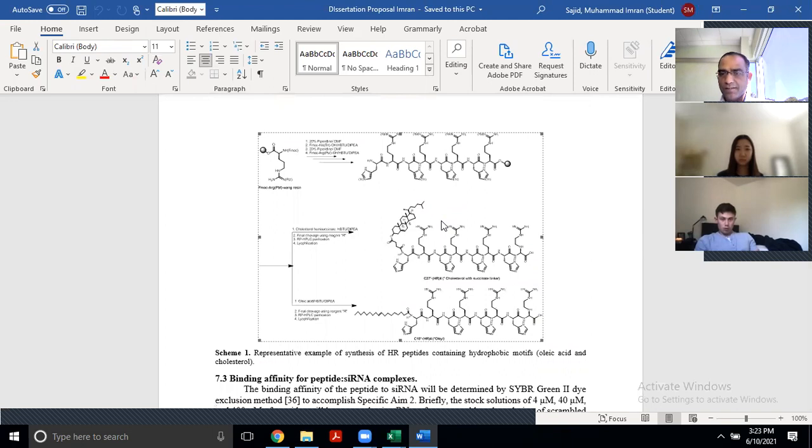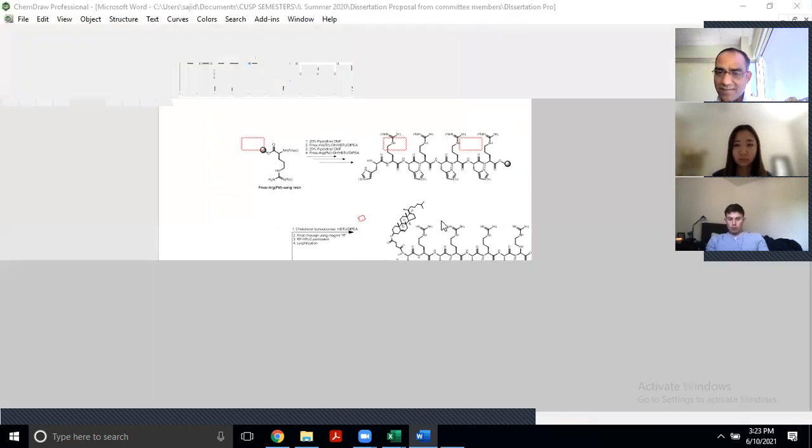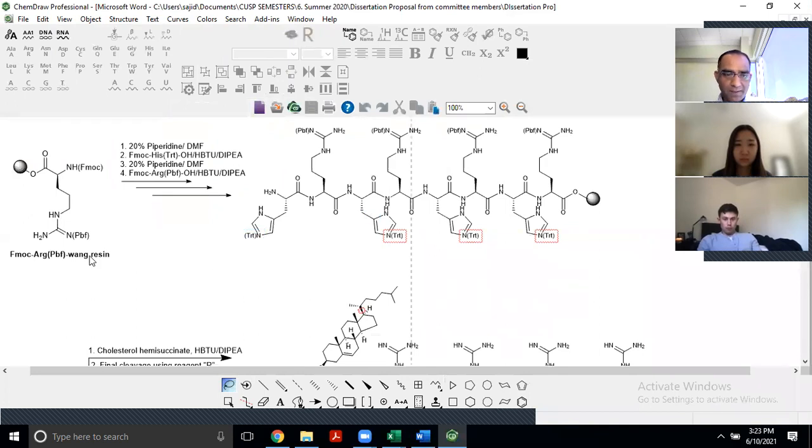If you could understand this diagram, you are a peptide chemist. It looks very complicated, but it is very easy if you understand the basics. If you don't understand the basics, you will always struggle. You see, this is a resin. Resin is a solid support. So this is resin, okay?